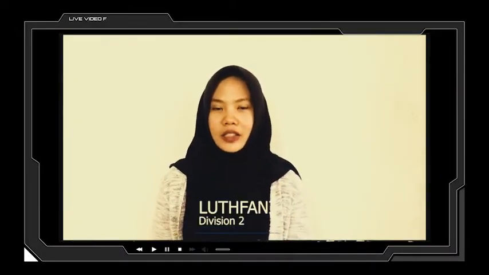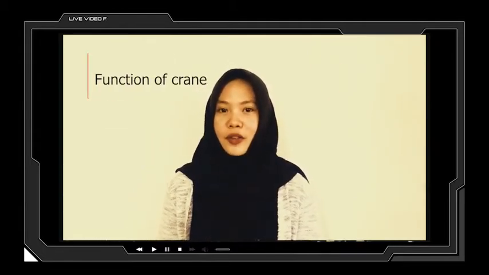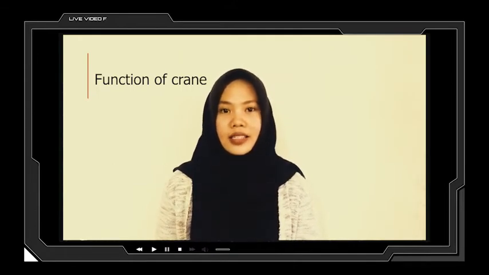I'm Lutfanny from the second division. Now, let's turn to the function of the crane. The main function of the cranes is to lift and lower the materials, and also move them horizontally. Cranes are also used to lift heavy things to another place. Cranes are commonly used in the transportation industry, construction, and in the manufacturing industry.